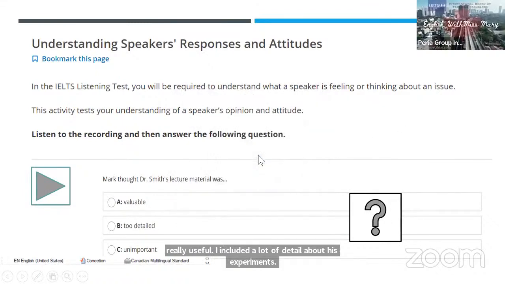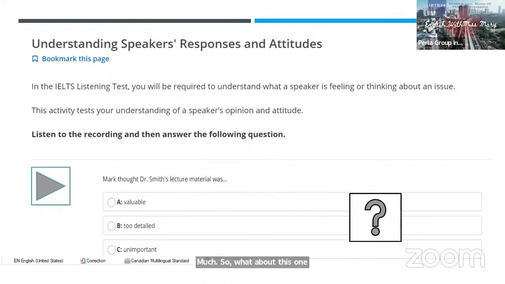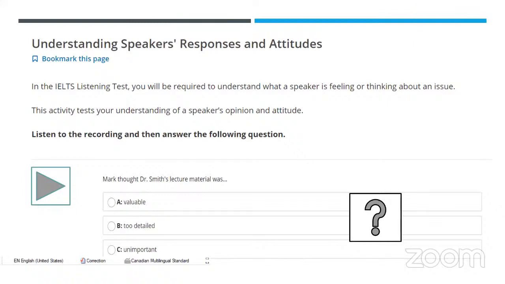All right, so what about this one? Based on his reaction when he said "irrelevant," when someone says that something is irrelevant, is it valuable, too detailed, or unimportant? What do you guys think?